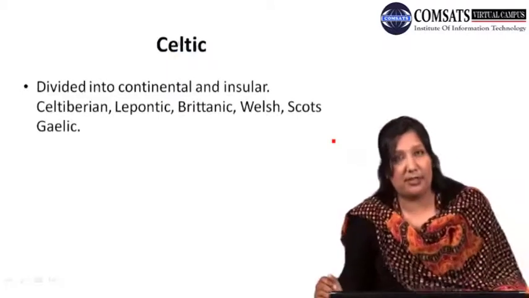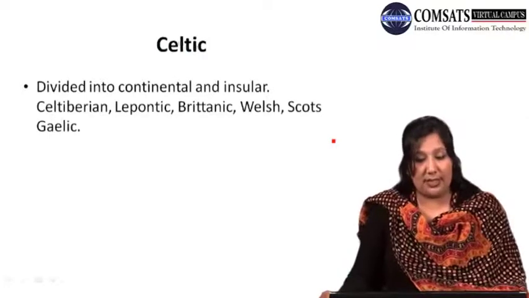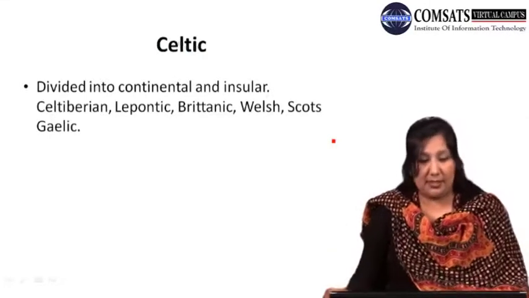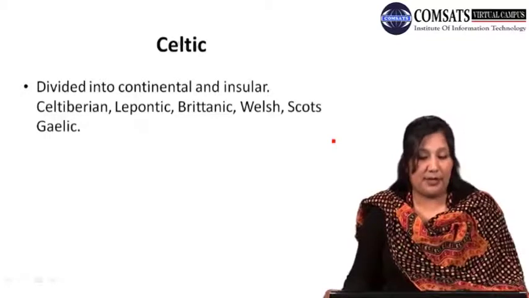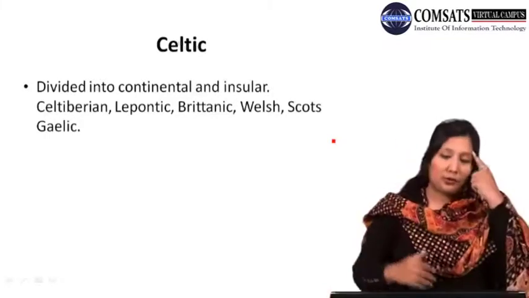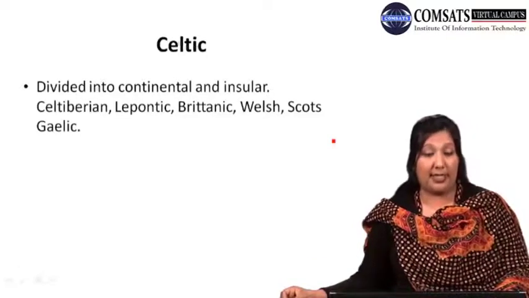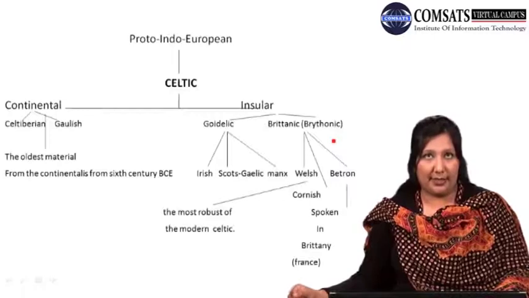Then comes another branch, that is the Celtic tree. It is divided into continental and insular. The main branches are Celtiberian, Lepontic, Britannic, Welsh, Scots and Gaelic. We were saying Celtic is divided into continental and insular. Let's see how it is divided.